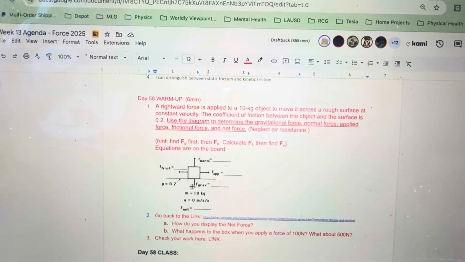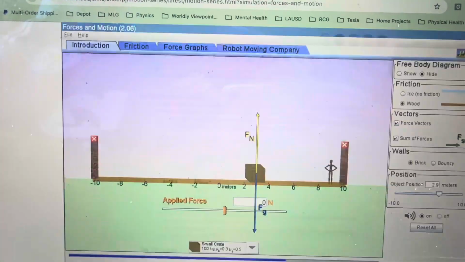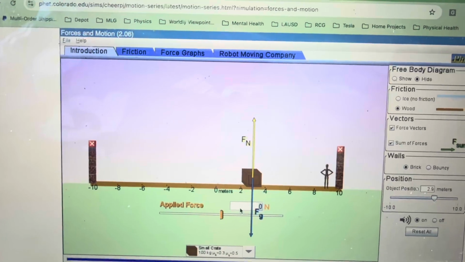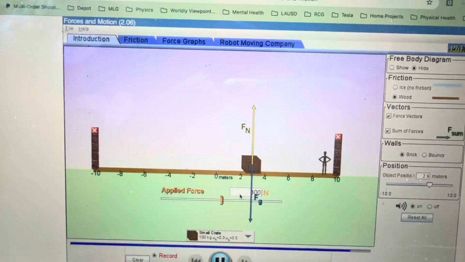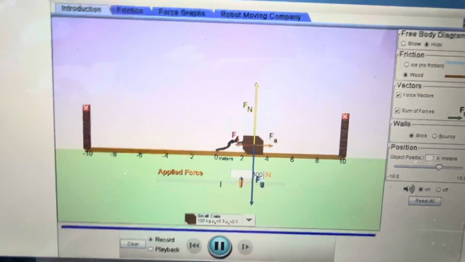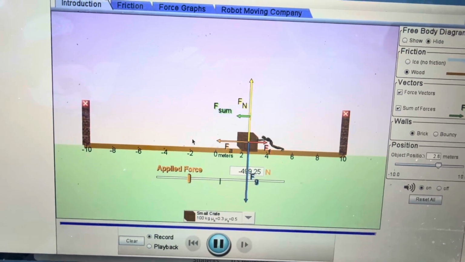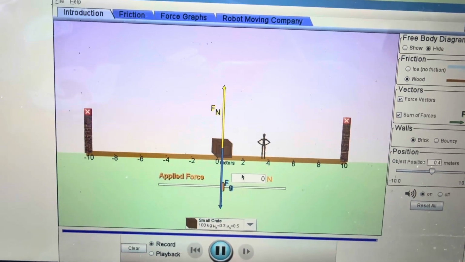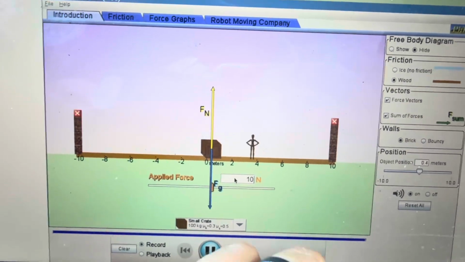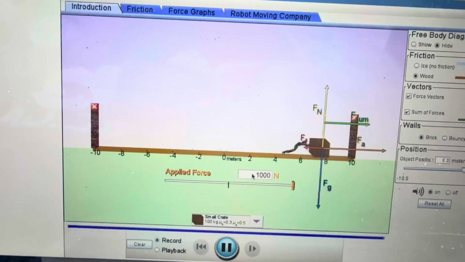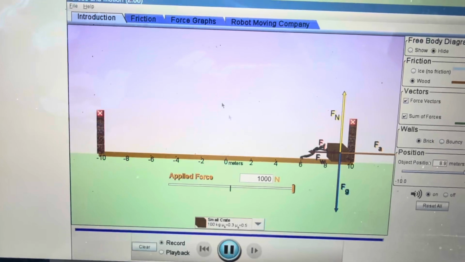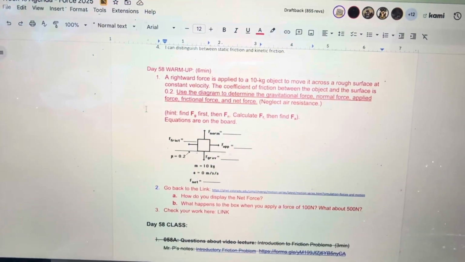What else is on there? Oh yeah, I wanted you to try some different forces. So how do you try stuff? Well, if you want to put a specific number, like say 300, you can type it and then hit enter and it'll do it. It's a little hard to see right now because the box is in the way. All right, but I could type in a force, 1,000, do it, see what I get. Okay, so that's the warm-up in a nutshell.